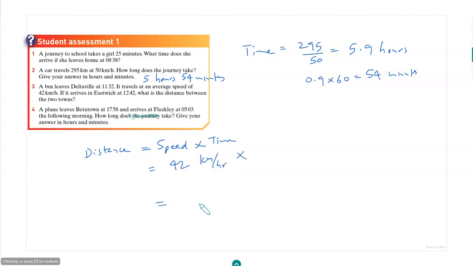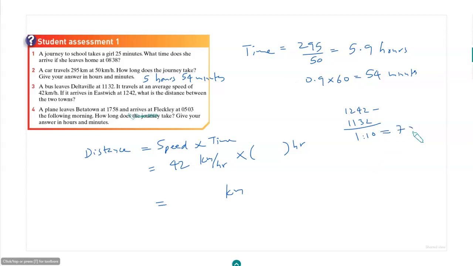So to get your distance in kilometers, you should write the time in what unit? Yes, you should write in hours, right? So you have to find how much time it took and you have to express that in hours. 1 hour and 10 minutes, right? Because it leaves at 11:32, arrives at 12:42. So 12:42 it arrives and it leaves at 11:32. So it will be 1 hour and 10 minutes, right? So how many hours is 1 hour and 10 minutes? How many minutes is 1 hour and 10 minutes?